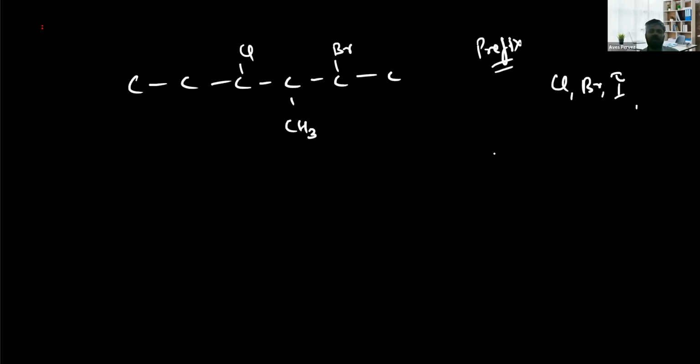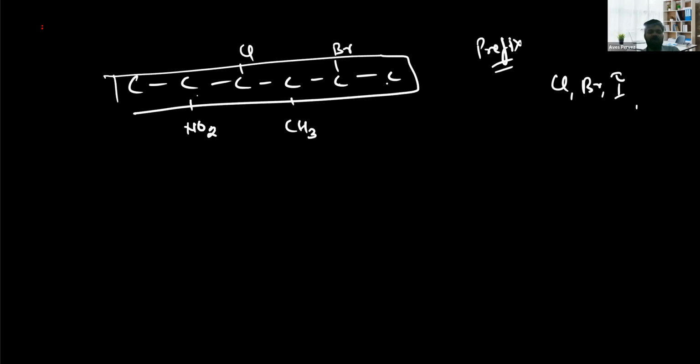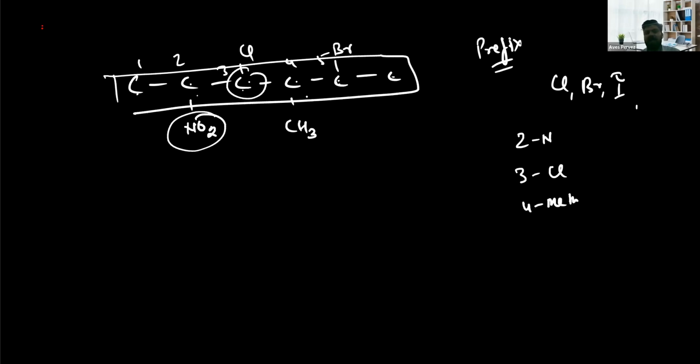So if we have more than one prefix, like if I'm having one nitro, their names should be written in alphabetical order. We'll number it 1, 2, 3, 4, 5. At position 2 is nitro, at position 3 is chloro, and at position 4 is methyl. One carbon chain is considered a methyl group. At the 5th position is bromine. So we will write B first: 5-bromo.